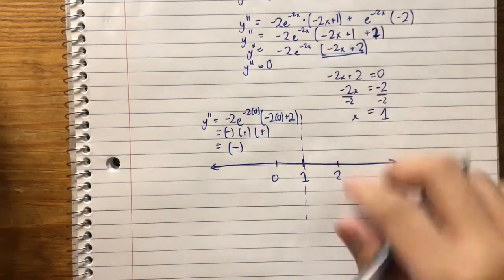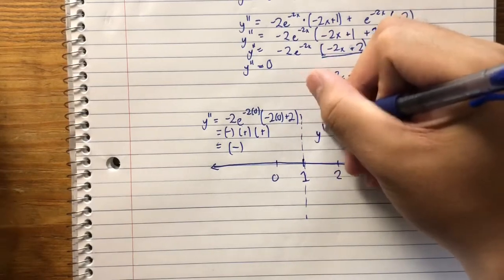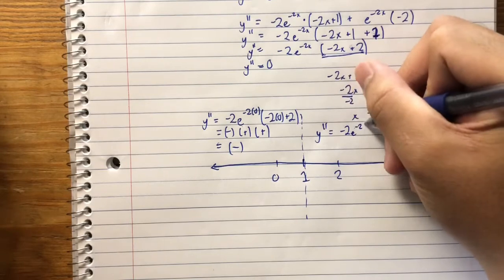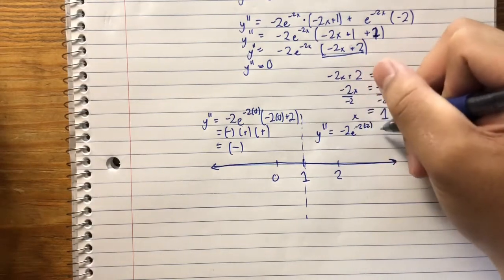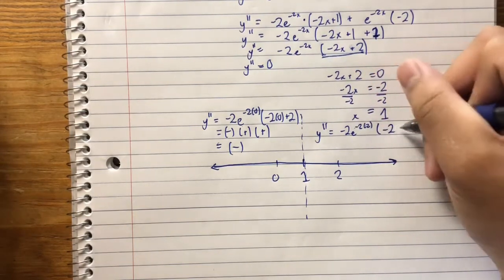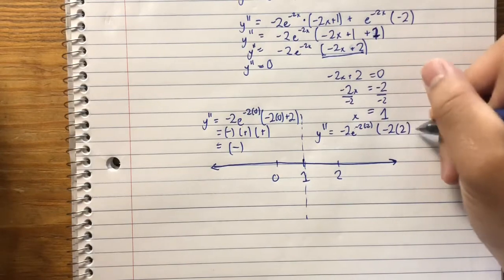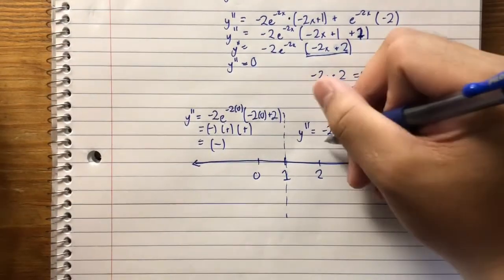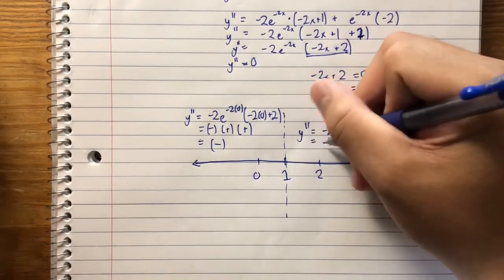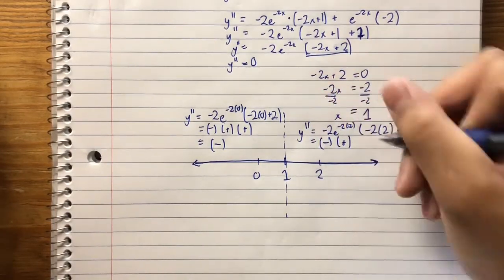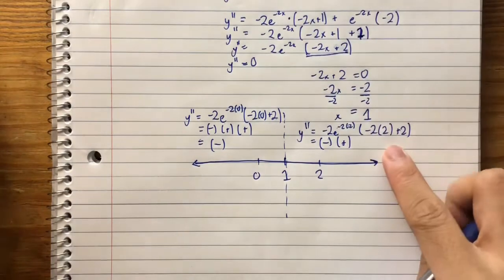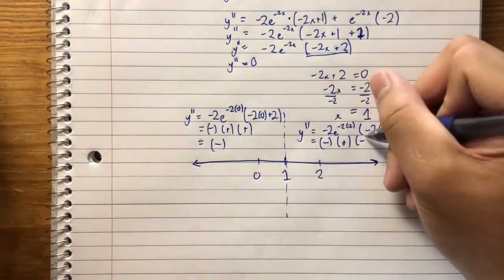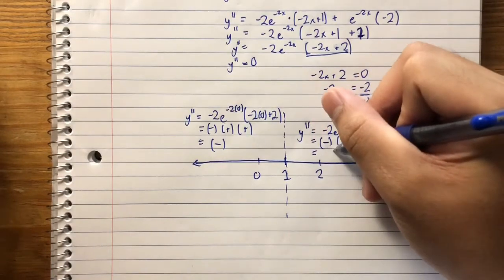Now we can do the same for the right side. Plug 2 into our second derivative equation. Negative 2 times e to the power of negative 2 times 2, times negative 2 times 2 plus 2. We have a negative value times a positive value times negative 4 plus 2, another negative value. So the behavior on the right side would be positive.